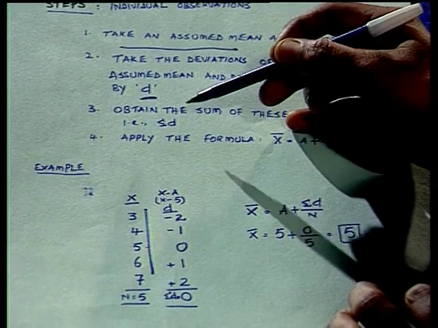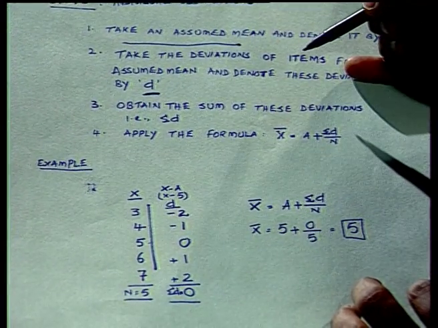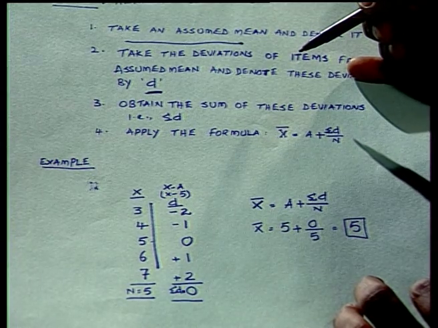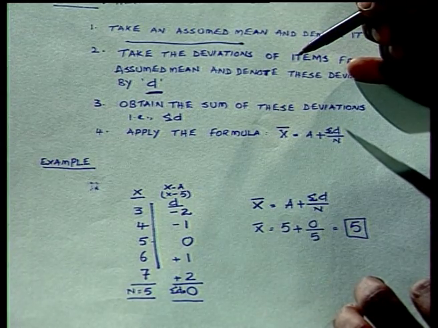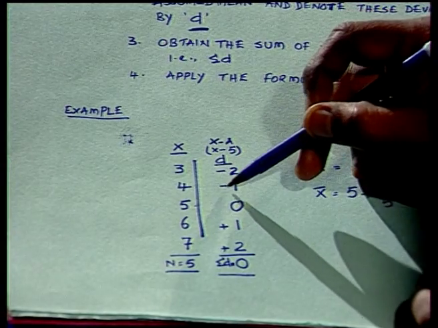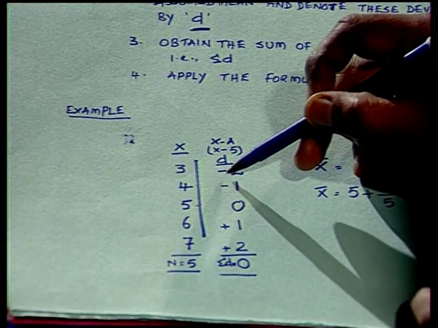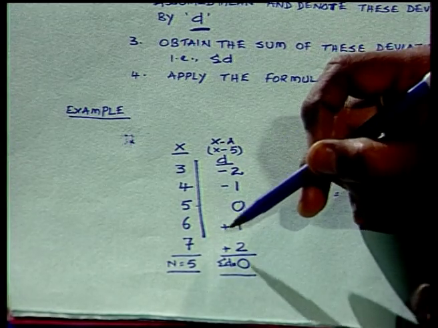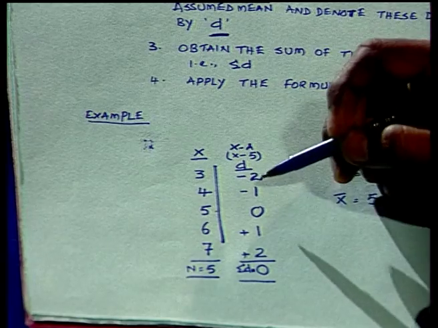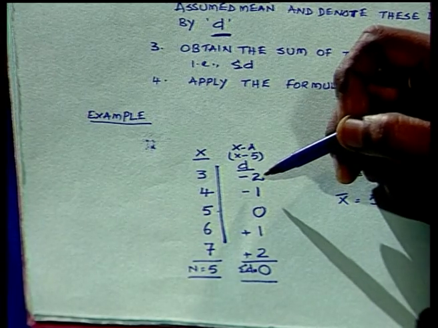The third step, which says obtain the sum of these deviations, that is, add them up to get the total of the deviations taken by the variable from an assumed mean, which is denoted here in this case as sigma D, which is equal to 0 here, as we have minus 2 minus 1, which is minus 3 here, plus 1 plus 2, which is again 3. We obtain the sum of these deviations by taking into account the signs.